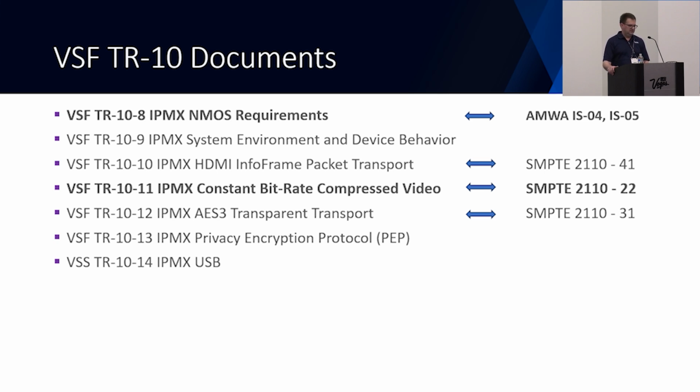TR-10-9 is general guidelines on how to build your system and how your device should behave to play nice with everyone on the network. It's a very interesting specification. It's still in draft, but it is very interesting to read. TR-10-10 is for HDMI InfoFrame packets transport. TR-10-12 is transparent audio. People were asking about compressed audio. Yes, it is supported.